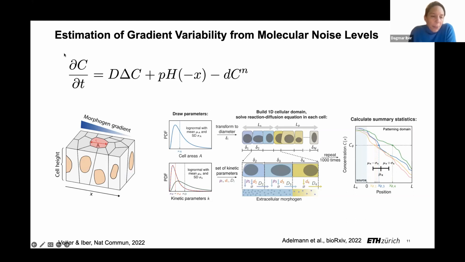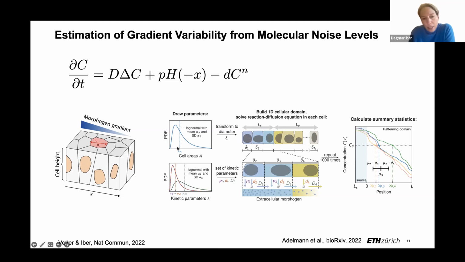So if you have a morphogen gradient, the morphogen gradient comes about because you have transport by diffusion, you have production in the source, so you're going to have a couple of source cells, or here in the domain you have source where the morphogen is produced, and then you have a patterning domain. In this patterning domain you only have diffusion and you have degradation. And now each cell is going to have a slightly different production rate or different degradation rate or different diffusion coefficient.